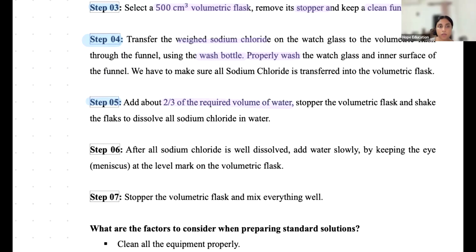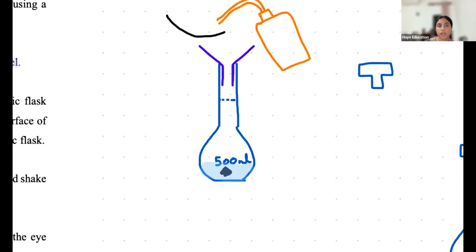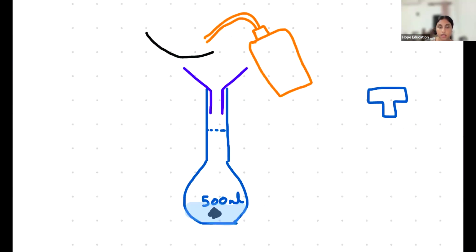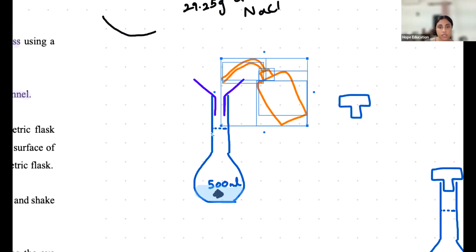While washing with the wash bottle, a certain amount of water will have already entered into the volumetric flask, right? I add water from the wash bottle until the volume is 2/3. So now I can remove the watch glass. Now I can remove the watch glass and add water through this funnel until it is about 2/3, up to about this much.